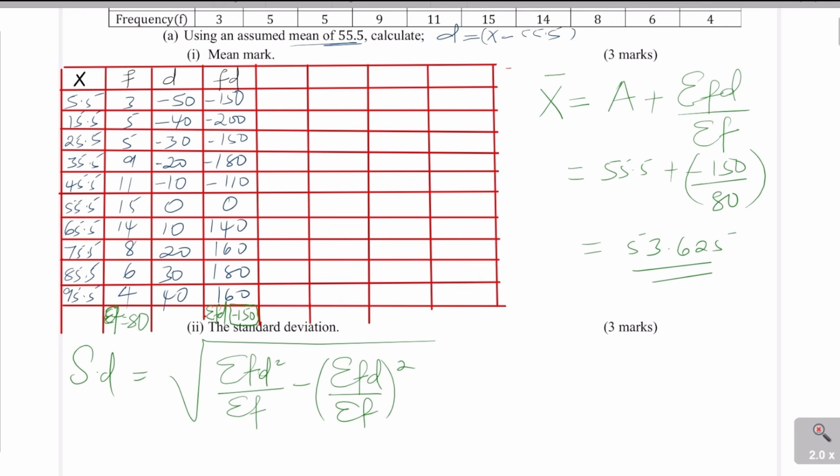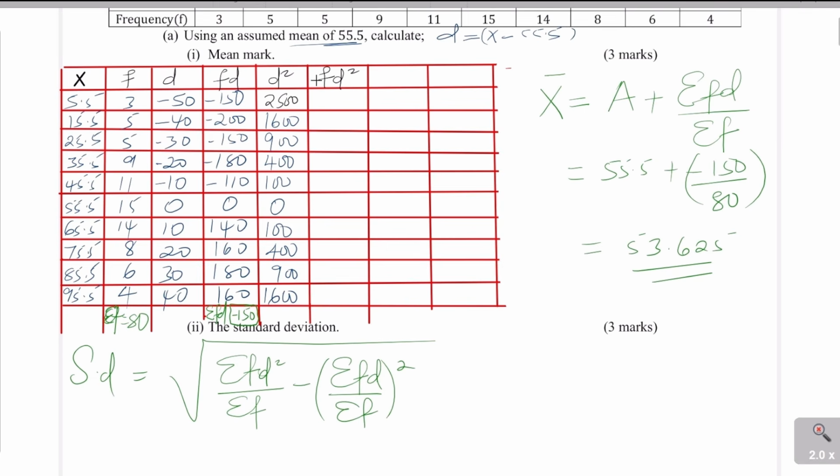So the columns that we need to add here are D squared and FD squared. So we need D squared first, then we get F multiplied by D squared. D squared is simply, you take what you have here, then you square it. So when D is -50, square that, you get 2500. And then this one gives 1600. This is 900, 400, 100, 0, 100, 400, 900, and 1600.